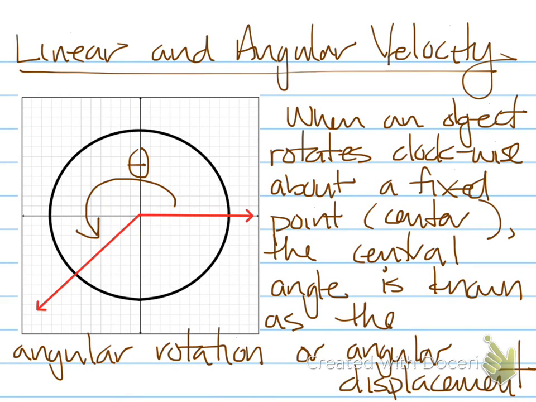In this lesson, we're going to be looking at linear and angular velocity. Before we can discuss both of those velocities, we need to first understand what angular displacement is. When an object rotates clockwise about a fixed point, which is the center of that rectangular coordinate system, the central angle is known as the angular rotation or angular displacement.